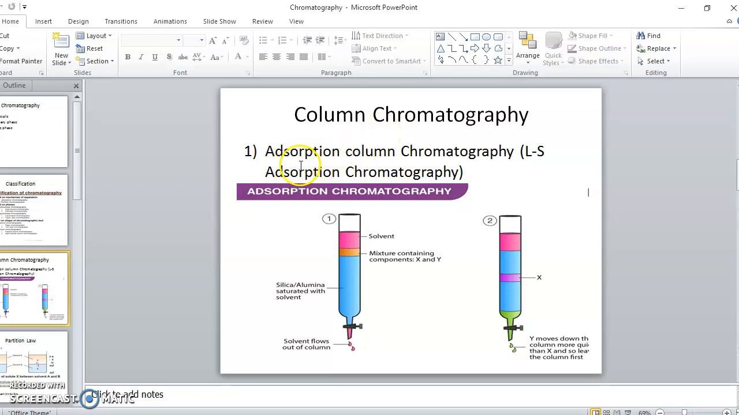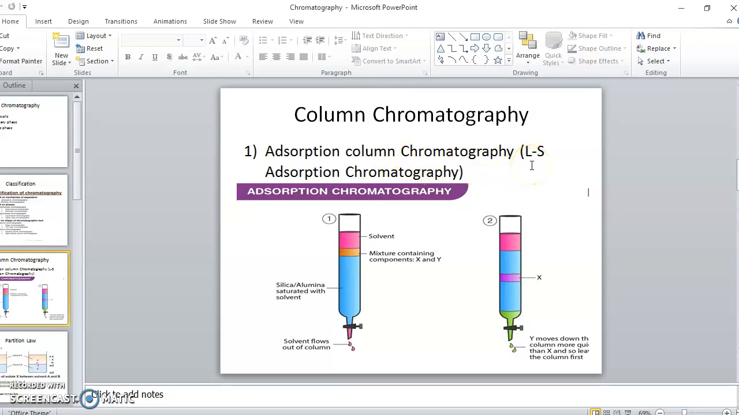What do you mean by column chromatography? The stationary phase is prepared in a column manner. So you can see here, this is the stationary phase which is prepared in a column manner. That's why it is called column chromatography. Here we'll discuss first the adsorption column chromatography. Why is it called adsorption column chromatography? The stationary phase is prepared in a column manner while the mechanism of separation is adsorption. That's why it is called adsorption column chromatography.